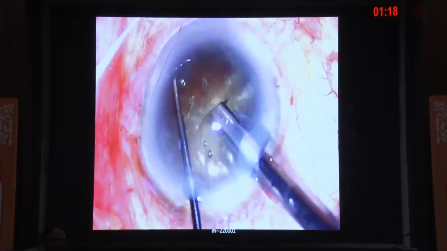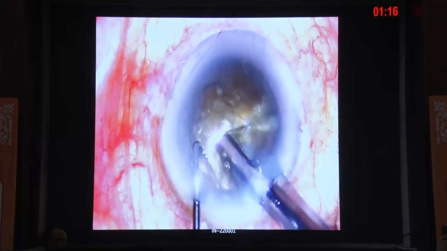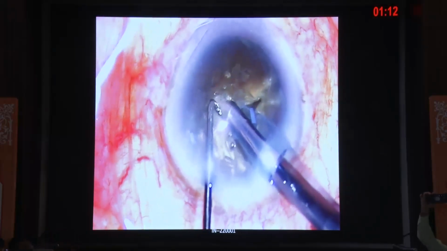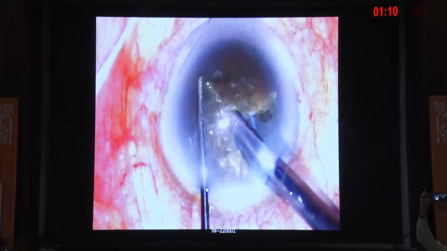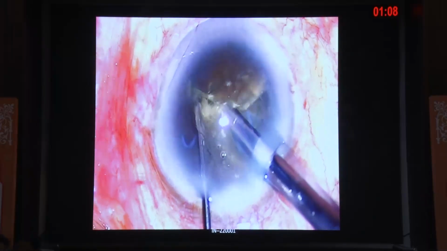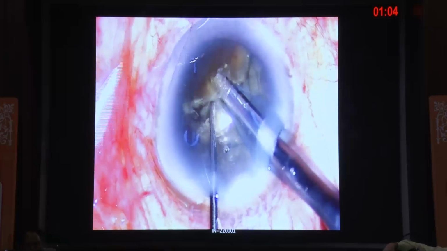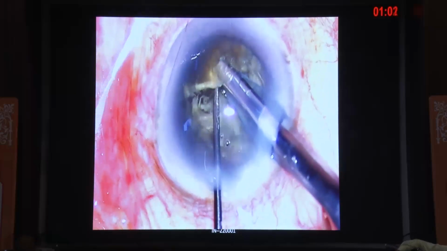Crack the nucleus into multiple fragments, 2, 3, 4 segments, as you are comfortable in cracking these nuclei. Because the smaller the fragments, the easier it would be to emulsify these fragments with the phacoemulsification process. So this is how.